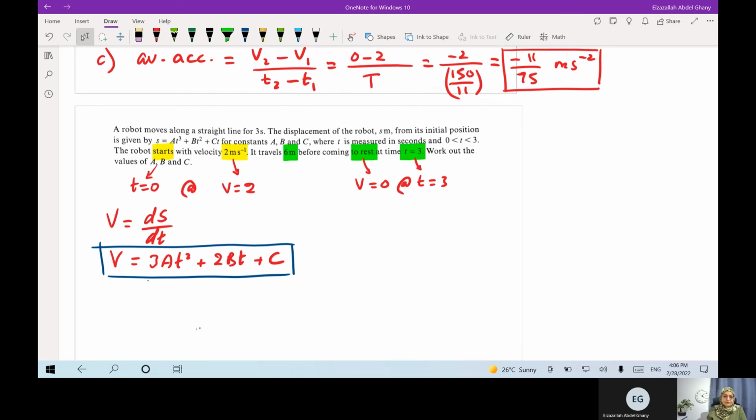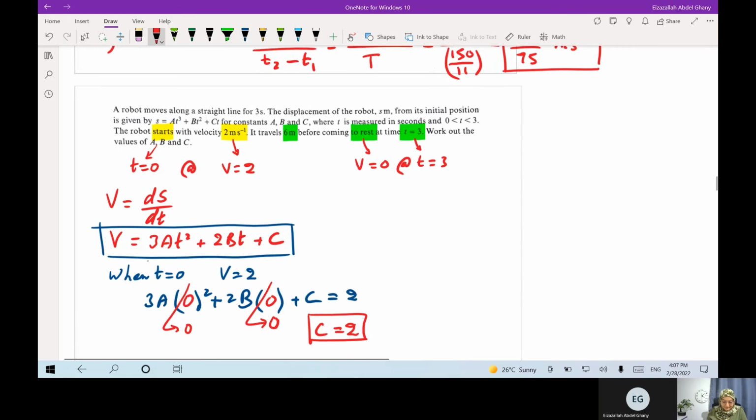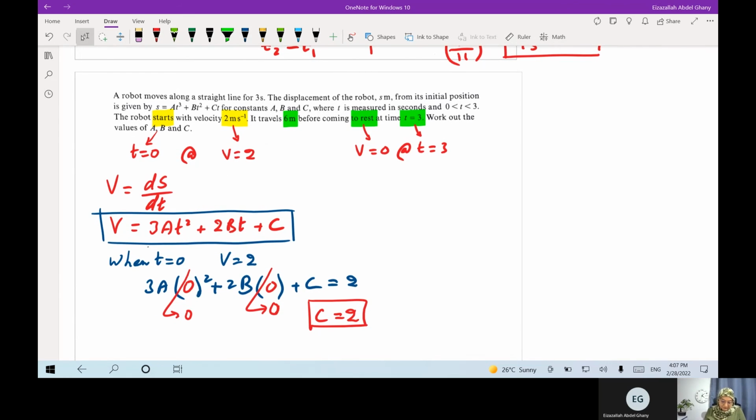Now, the first information. When t equals 0, v equals 2. So you write 3a bracket squared plus 2b brackets plus c equals 2. And substitute for t as 0. Wow. This one is 0, this term is 0, this term is 0. So directly we will get c. C is 2. Da-da-da. Nice.